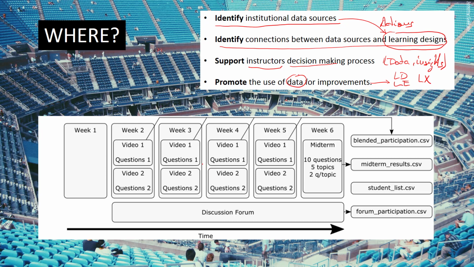What we are assuming is that you are observing a course over the period of 6 weeks. Week number 1 here, nothing happened. This is basically getting to know the students.